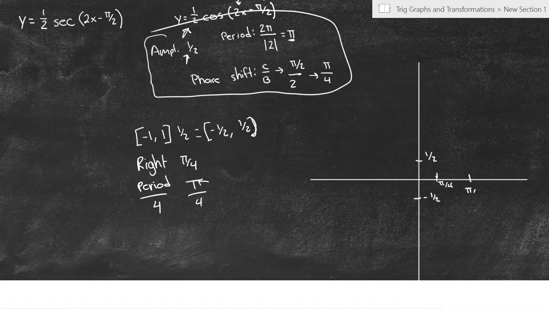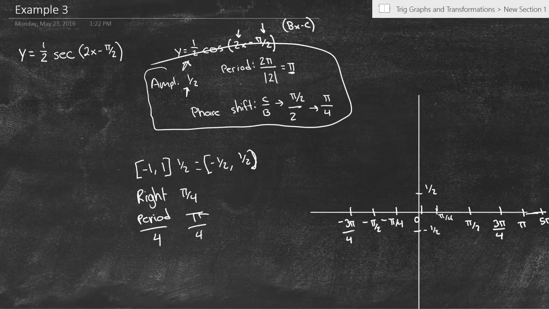So pi over 2, 3 pi over 4, and then pi, then all the way to 5 pi over 4. And that'll be one period in that direction. And then we'll go backwards: 0, negative pi over 4, negative pi over 2, and negative 3 pi over 4, and that'll be another period in that direction.